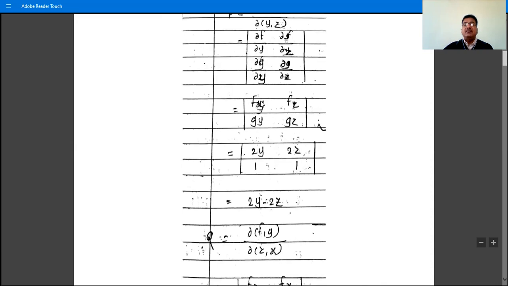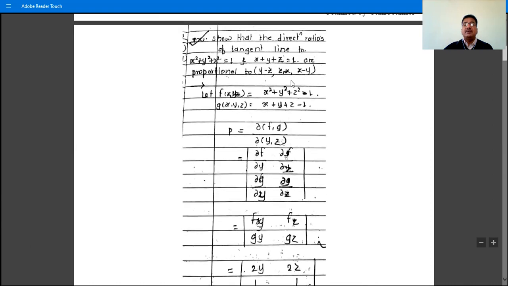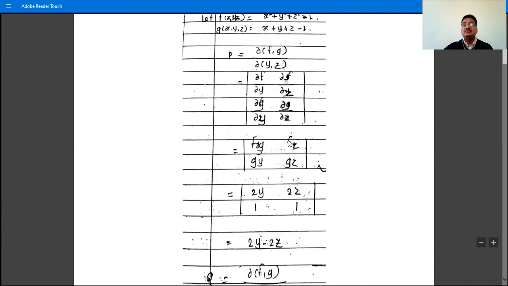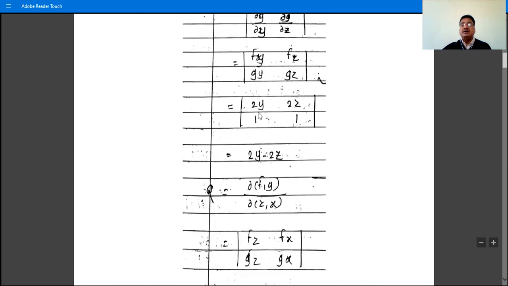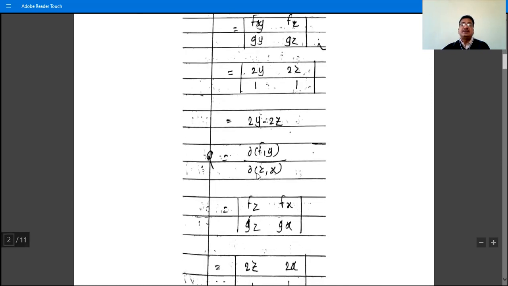Now fy, that is ∂f/∂y, means the derivative with respect to y, which is 2y. Then ∂f/∂z is 2z. ∂g/∂y means gy, the derivative is 1, and gz is again 1. The determinant is 2y minus 2z.